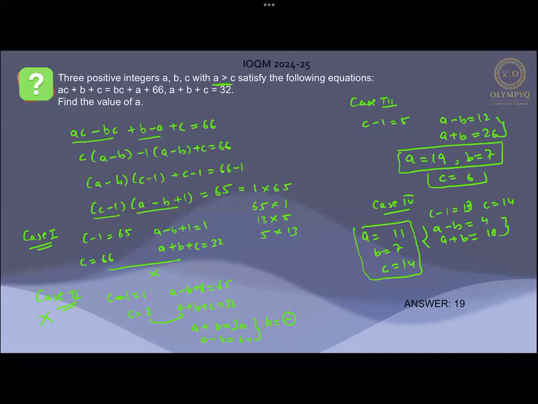But another condition they have mentioned is that a is greater than c. So if a is greater than c, this is the only case that is left, that is case number 3. Therefore, the final answer for the value of a has to be equal to 19. And it is equal to 19, the same as mentioned in the IOQM final answer key as well.